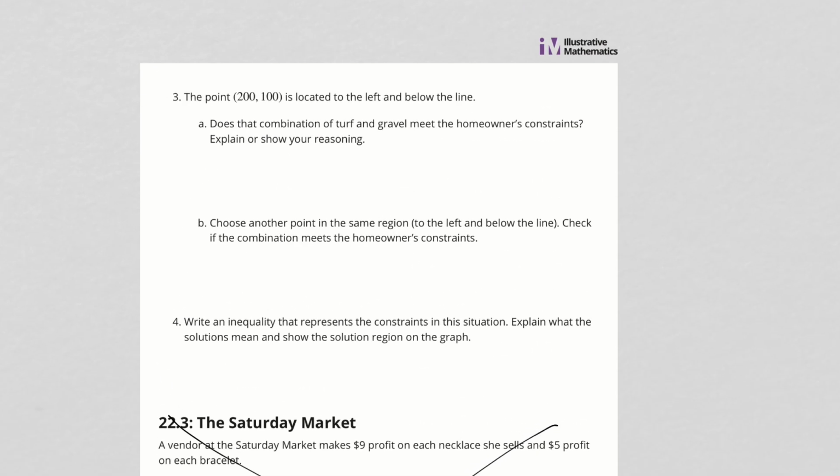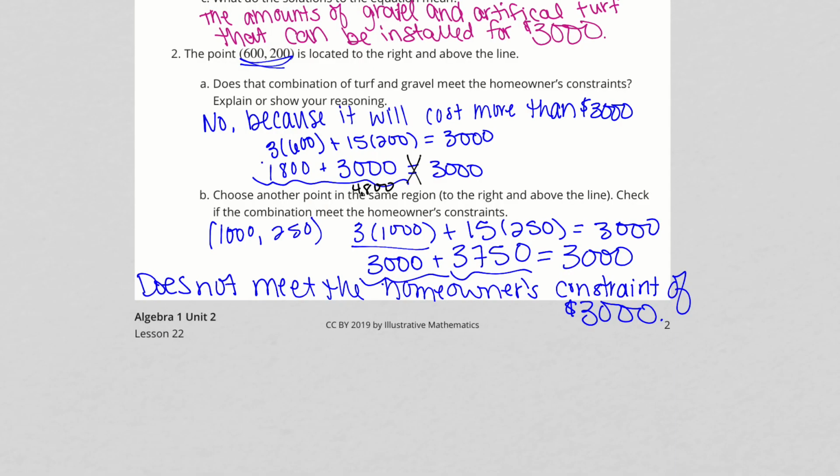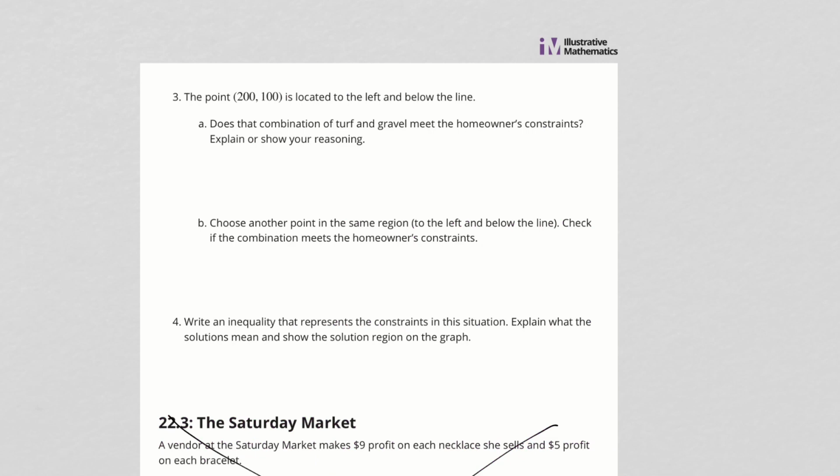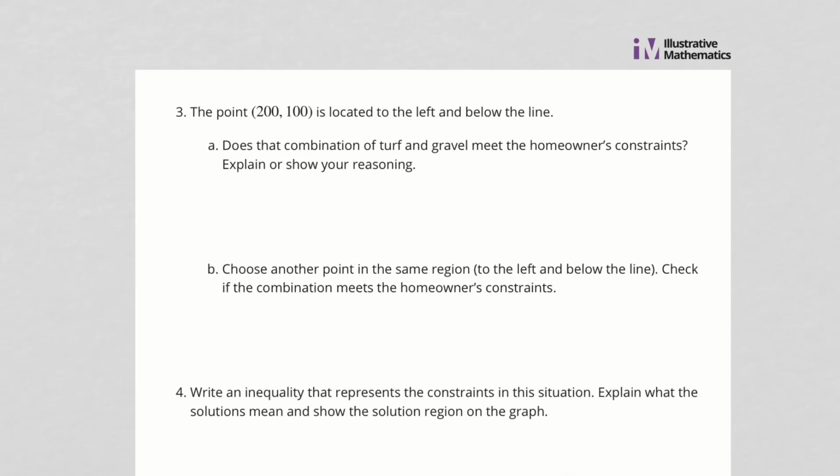The point 200, 100 is located to the left and below the line. I'm going to go back over to my graph down over here. I'm going to use purple this time to mark this point right here. So 200, 100. So we see that it's to the left and below the line. Does that combination of turf and gravel meet the homeowner's constraints? So I'm going to go ahead and just plug it into my equation and see.